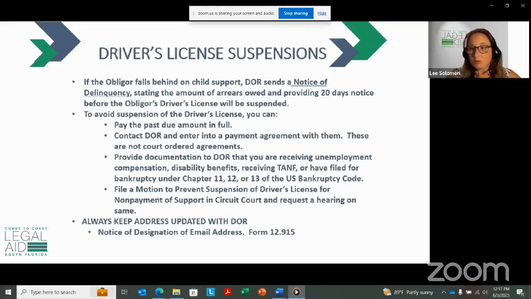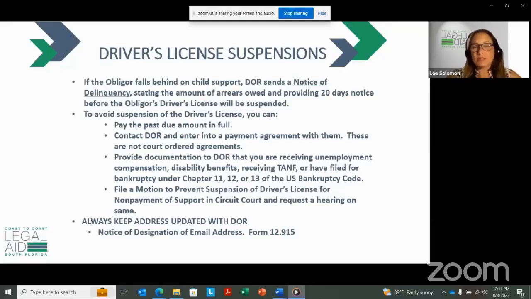They're usually negotiable. It's really negotiable. So it's worth contacting them, and if you have an amount that you can pay that's not the full arrearage, they may be willing to reinstate your license or stop the suspension if you make that payment.